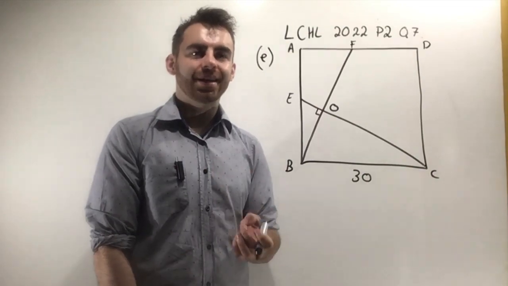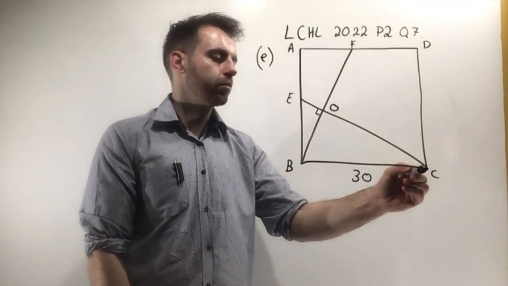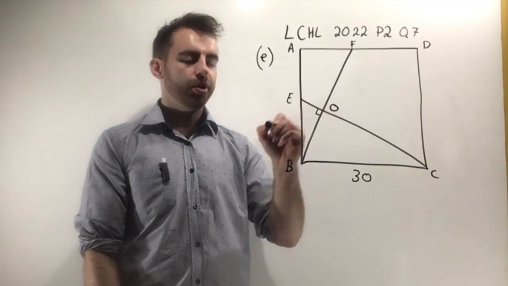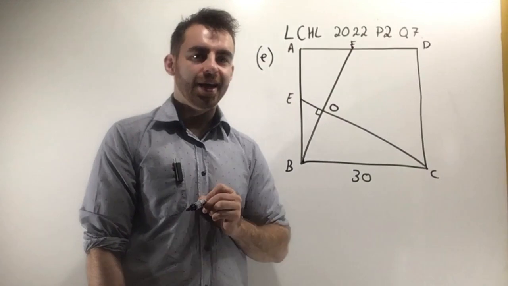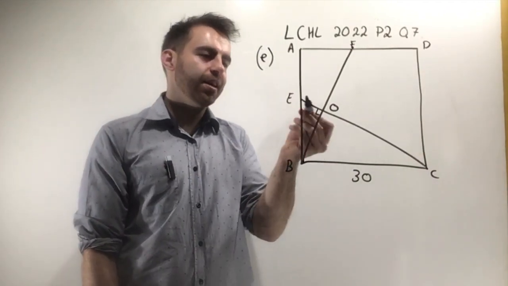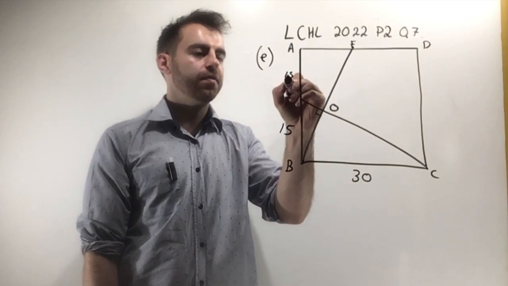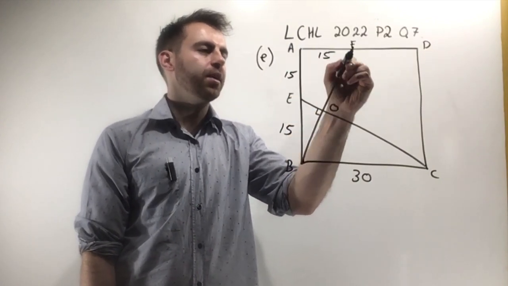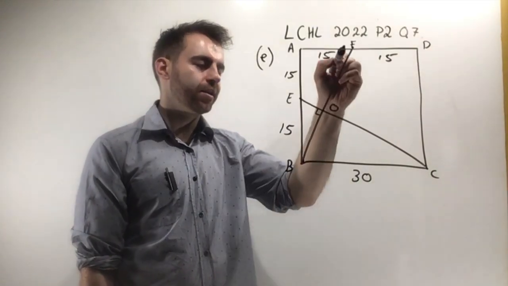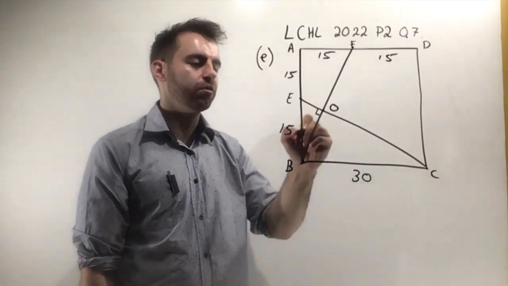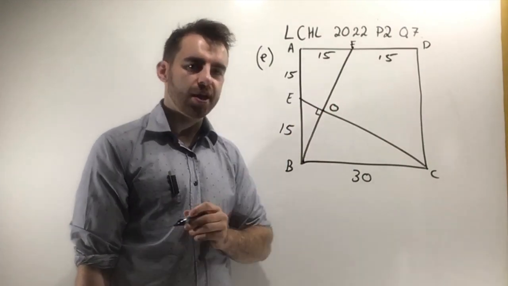Okay, in part E here, we're given a square. And there's two lines inside the square. One of them goes from the corner C to the midpoint of AB. One of them goes from the corner B to the midpoint of AD. And since E is the midpoint, we know that BE is 15, AE is 15, AF is 15, and FD is also 15. We're told as well that the two lines through the center of the square are perpendicular to each other. So all of these angles here are 90-degree angles.